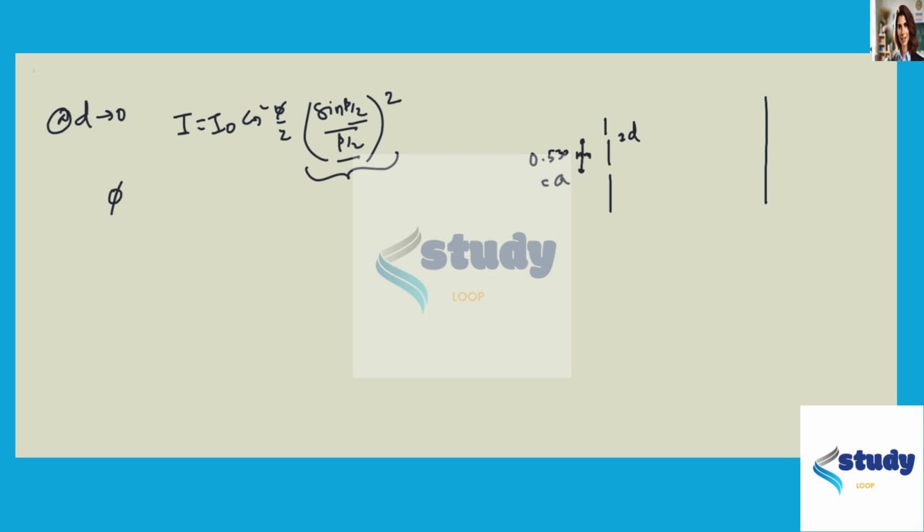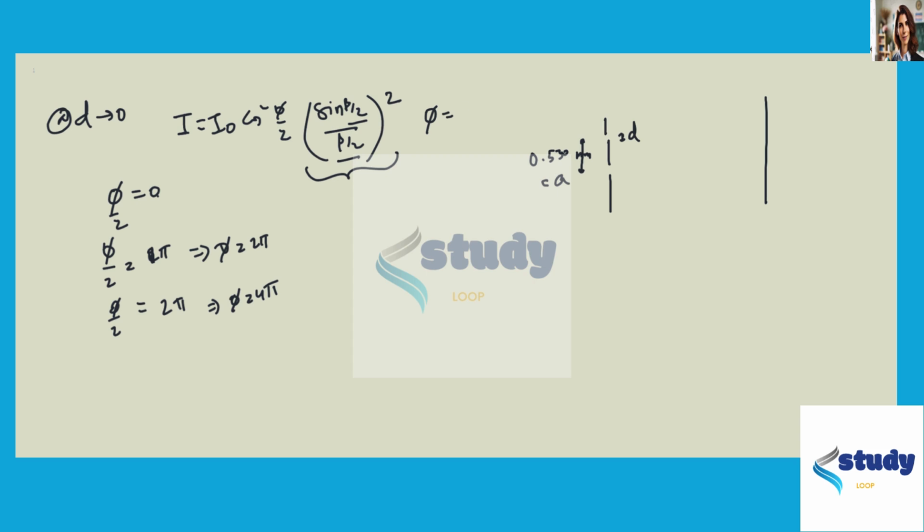Now, the first and the second maxima happen. Of course, the central maximum is when phi is equal to 0. The first and second maxima happen when phi by 2 is equal to pi, and phi by 2 is equal to 2 pi, which corresponds to phi is equal to 2 pi, and phi is equal to 4 pi.